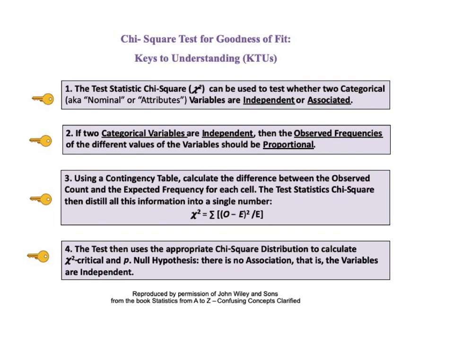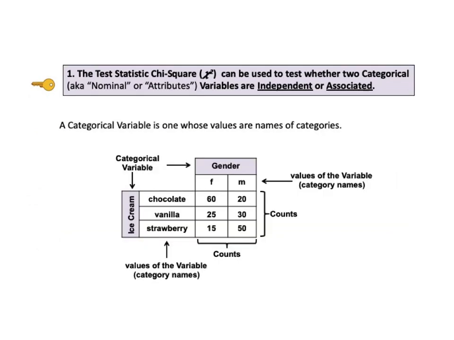And here on one page are all 4 keys to understanding the concept of the chi-square test for independence. You may wish to pause the video at this point and read them all together. Okay, now let's take an in-depth look at each of the keys to understanding.